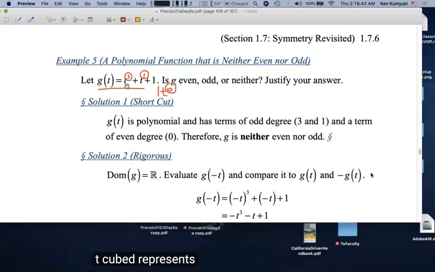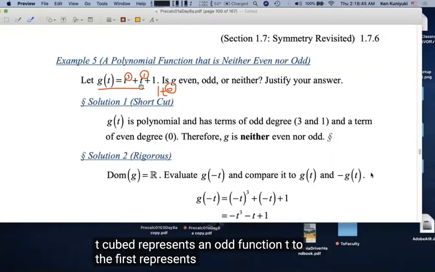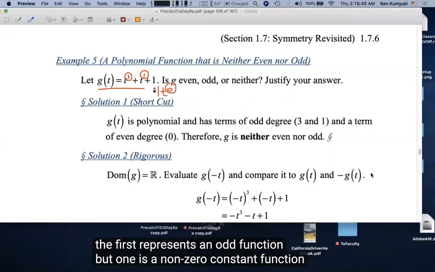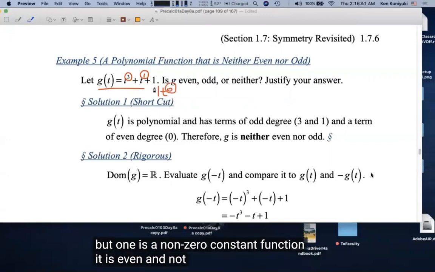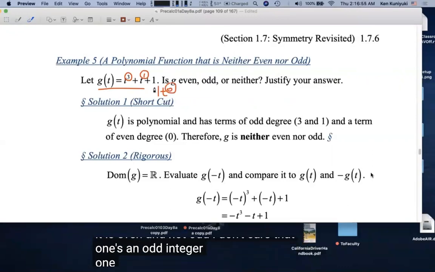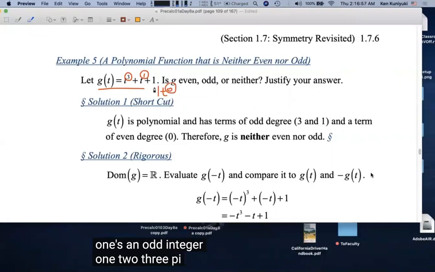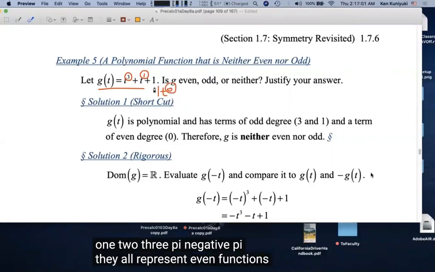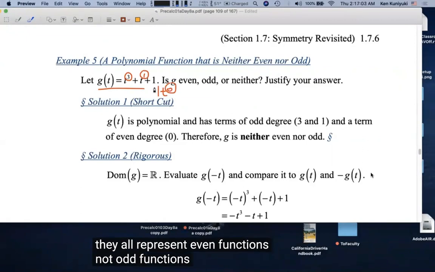T cubed represents an odd function. T to the first represents an odd function. But 1 is a non-zero constant function. It is even and not odd. I don't care that 1's an odd integer. 1, 2, 3, pi, negative pi, they all represent even functions, not odd functions. The 0 function is both even and odd.